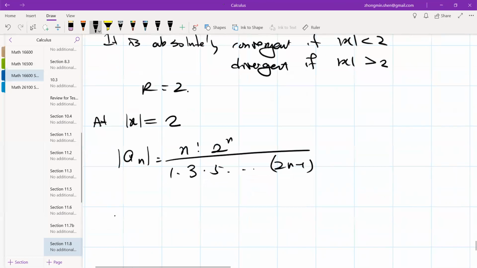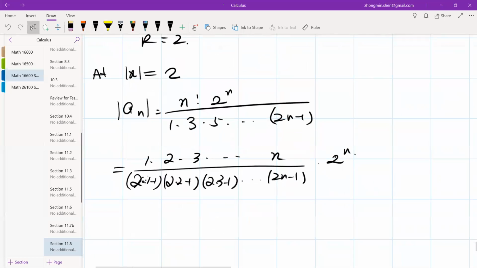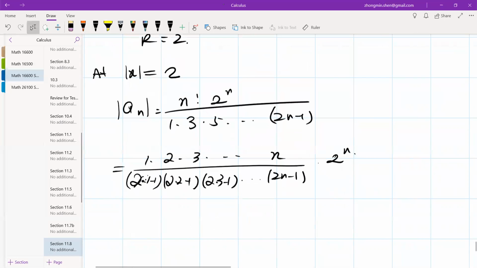So the term in the middle is going to be like that: 1, 2, 3, all the way to n, over 1 times 3 times 5 and so on. 1 is actually 2 times 1 minus 1, 2 is 2 times 2 minus 1, then 2 times 3 minus 1, up to 2 times n minus 1. Then you have a 2 to the power n.